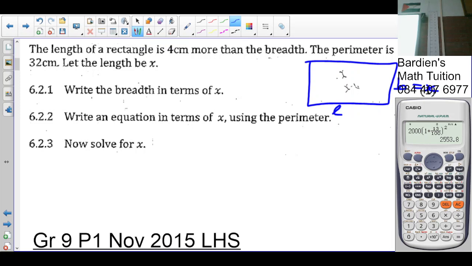The length of the rectangle is 4 more than the breadth. The perimeter is 32. Write the breadth in terms of x. Okay, so let the length be x.